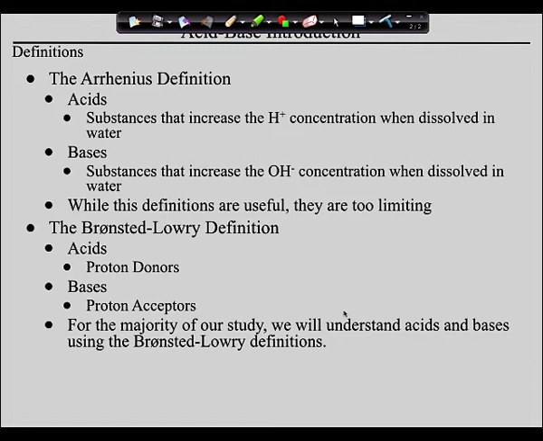You may see the occasional multiple choice question on the AP test about what is an Arrhenius acid and base. But guys, all I would do is right next to this, if you just wrote down this, you should be fine. The Arrhenius definition is very limiting. That's really the thing they want you to know, is that the Arrhenius definition is very limiting.